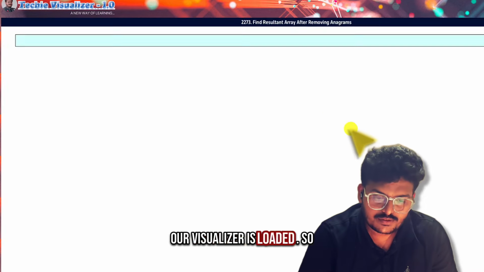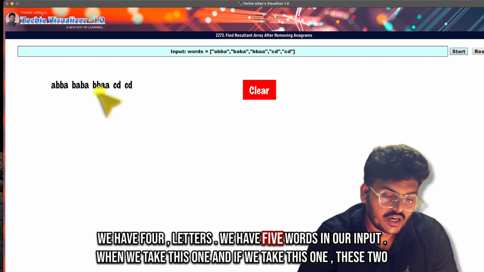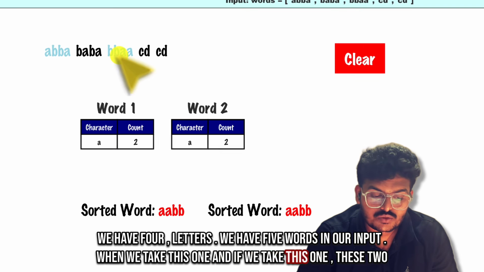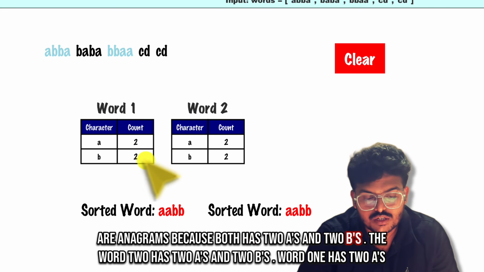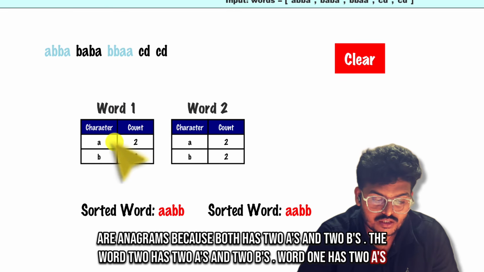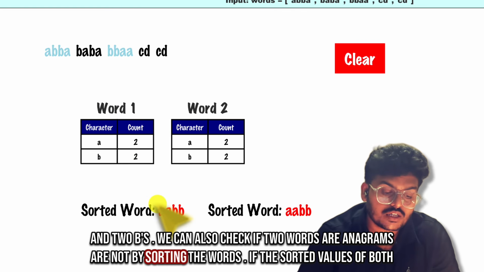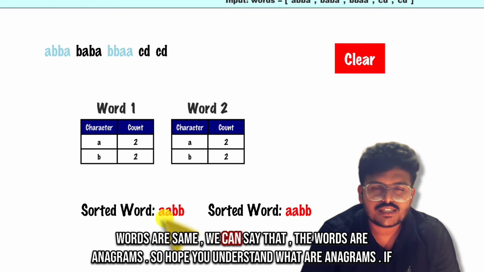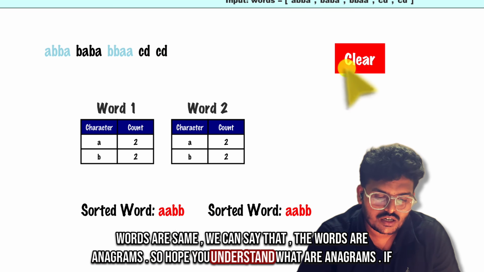Our visualizer is loaded. So we have five words in our input. When we take this one, and if we take this one, these two are anagrams because both have two A's and two B's. Word two has two A's and two B's. Word one has two A's and two B's. We can also check if two words are anagrams or not by sorting the words. If the sorted values of both words are the same, we can say that the words are anagrams. So hope you understand what are anagrams.